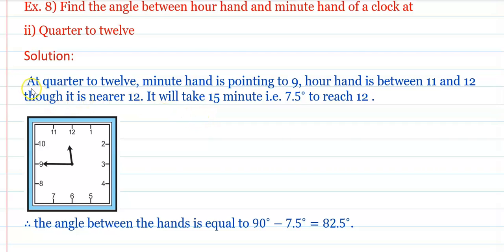Okay, now see this here. At quarter to 12, minute hand is pointing to 9. Hour hand is between 11 and 12. Though it is nearer to 12, it will take 15 minutes, that is 7.5 degree, to reach 12, and hence the angle between the hands is equal to 90 degree minus 7.5 degree, and that's equal to 82.5 degree.